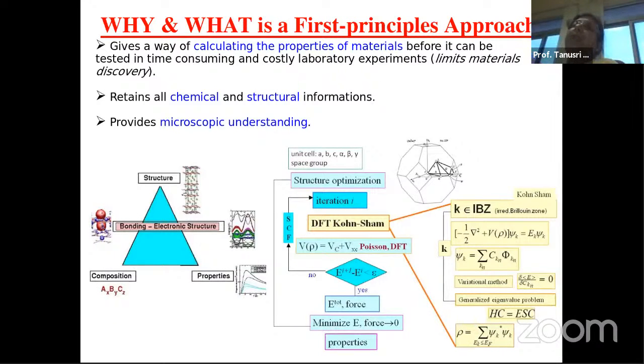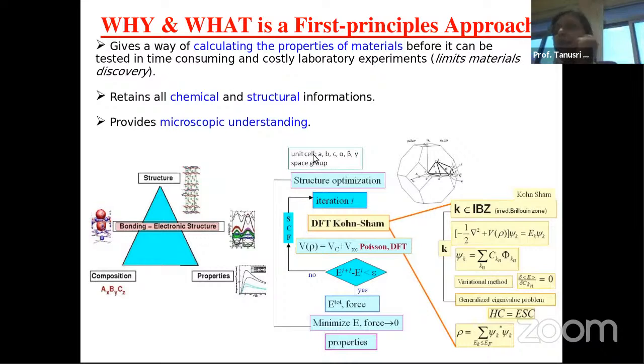It gives a way of calculating the properties of materials before they can be tested in time consuming and costly laboratory experiments, which actually limits materials discovery. So before you go to the lab and get into such time consuming and costly experiments, the ideas can be tested and checked by doing such a first principles calculation. The good thing about such first principles calculation, as opposed to a model study, is that they retain all the chemistry and the structural information in the calculation, and thereby it actually provides a microscopic understanding.